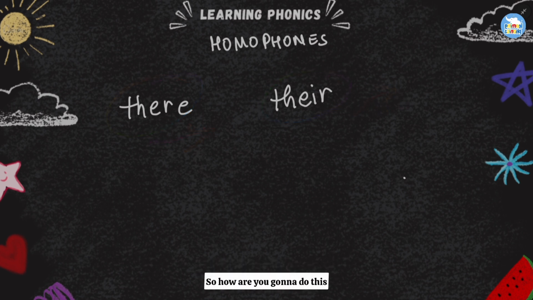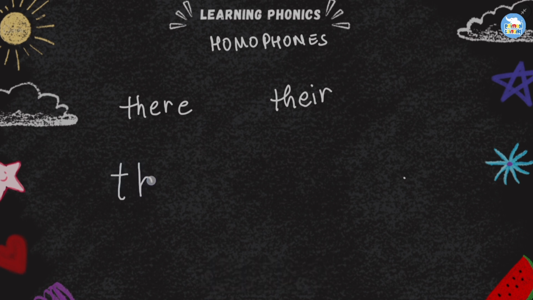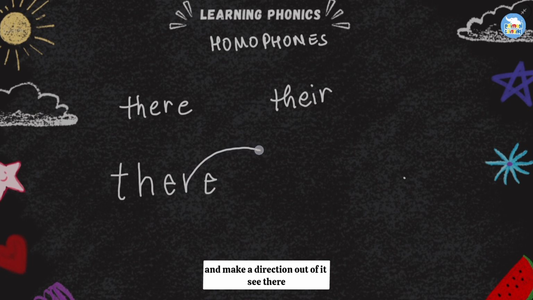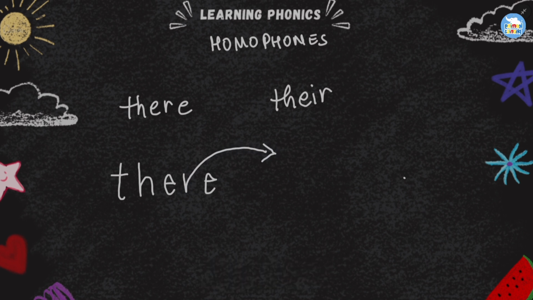All right, so how are you gonna do this? Doodle it. Kids love doodling, and once you teach them how to do this, they're gonna love it. "There" means the direction. So now you are just going to erase this R and make a direction arrow out of it. See? There. So now they're not going to get confused. They're going to remember that this "there" means the direction.